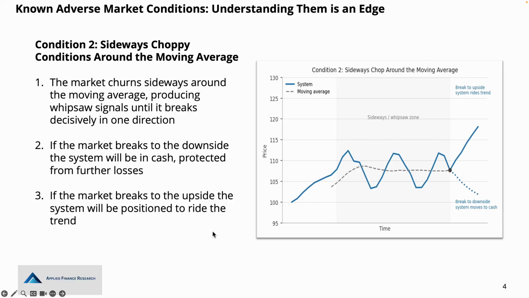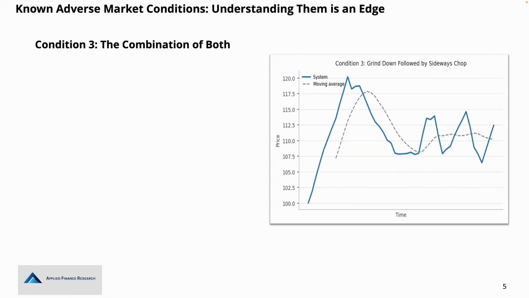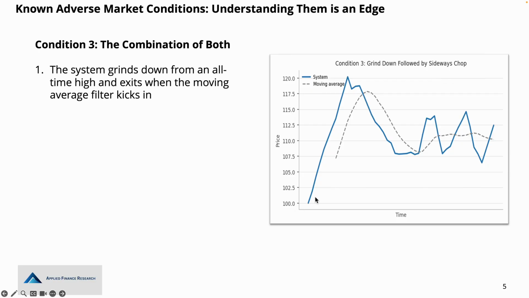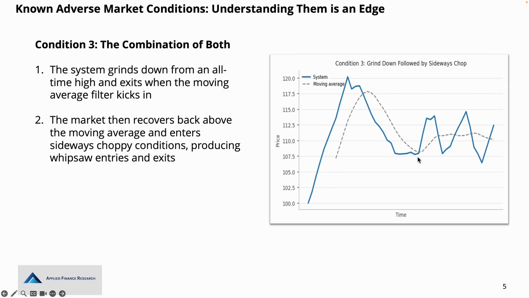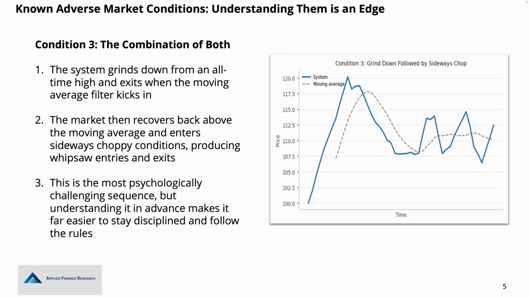Now, let's talk about the third condition. This one is the combination of both of the prior conditions. So here, the system would grind down from an all-time high and exit when the moving average filter kicks in. And then the market would recover back above the moving average. So the system would enter, and then the market would be in these sideways choppy conditions, which would produce the whipsaws we saw on the last slide. And this one is definitely the most psychologically challenging of the three that we're looking at here. But again, understanding it in advance makes it much easier to stay disciplined and follow the rules.